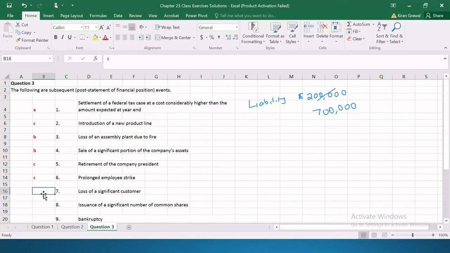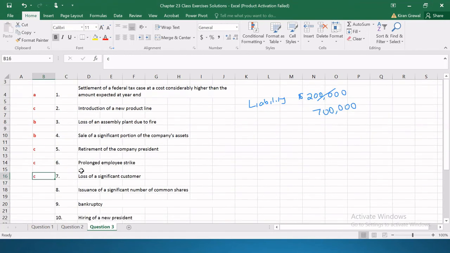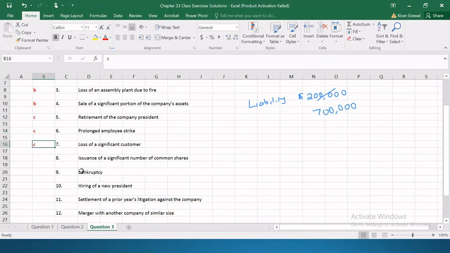Loss of a significant customer. This again doesn't have anything to do with the year-end numbers. Like maybe this year your revenue is going to be lower, but it doesn't have anything to do with year-end numbers, so we don't do anything. We don't disclose or adjust.